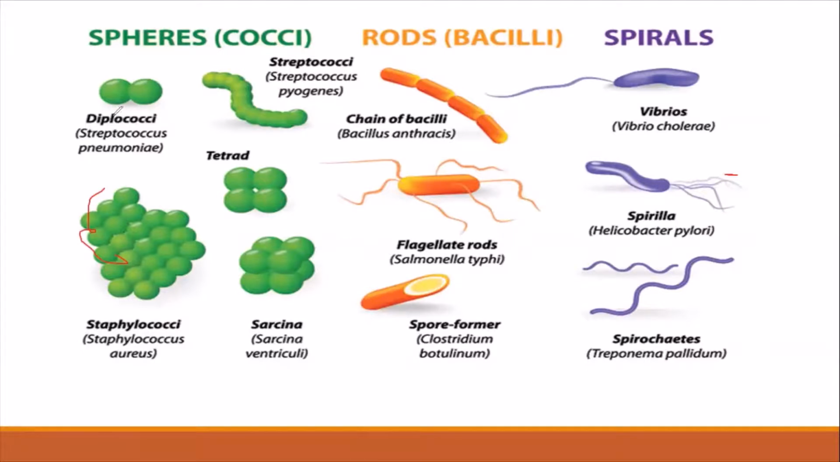With diplococci, they come together as two forms, your tetrads. Then you have your rods such as Bacillus, and then Clostridium botulinum. You have your spirals such as spirillum, spirochetes. You have your vibrios. So these are just examples, guys.